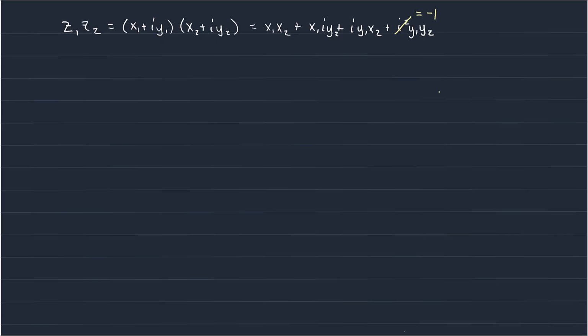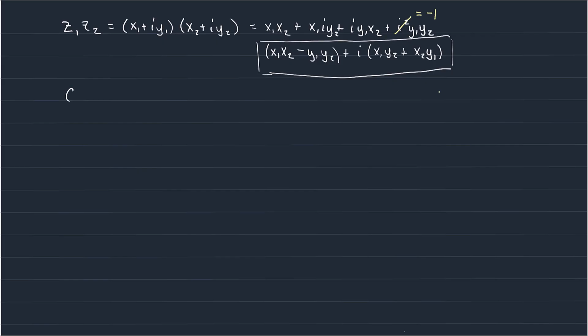And so we're going to collect terms, and we're going to collect real terms first. So the first real term is x1, x2. The second real term is this minus 1 times y1, y2. And then we have two imaginary terms. We have an i times an x1, y2 plus x2 times a y1. And this would be the product of two imaginary numbers.